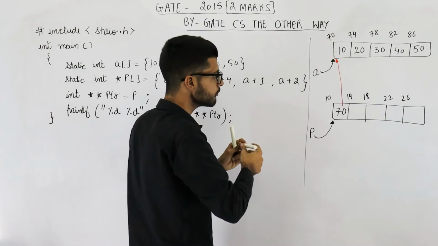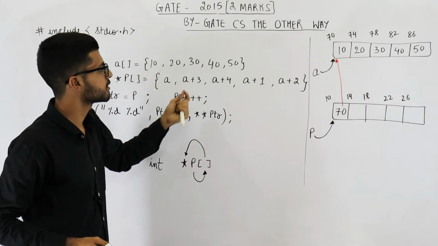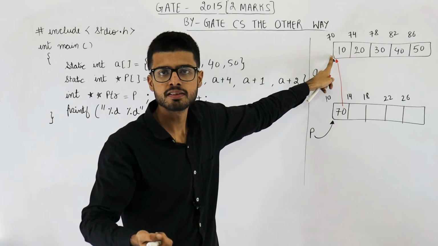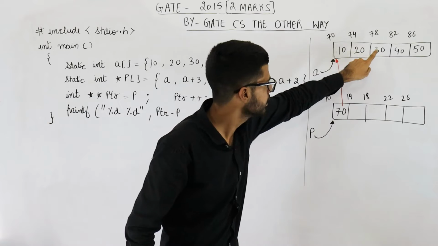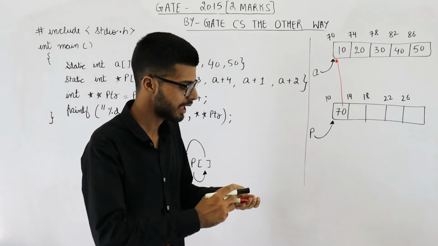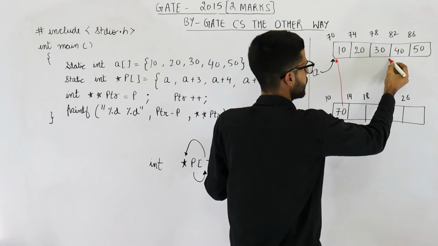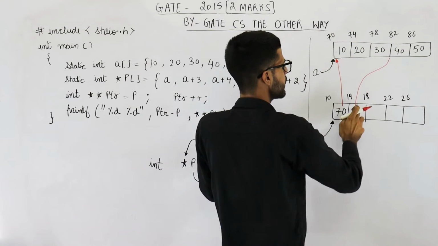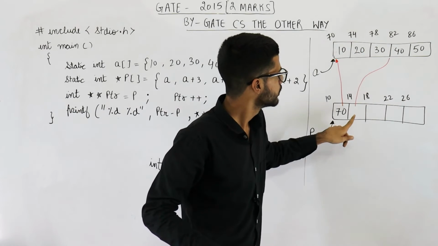Okay. Then what is next element? Next element is A plus 3. If this is A plus 3, it means skip 3 integers. 10, 20, 30. They are skipped. Then you will get this address. Okay. And we want to save this address in second element. Okay. So 82 is saved here.